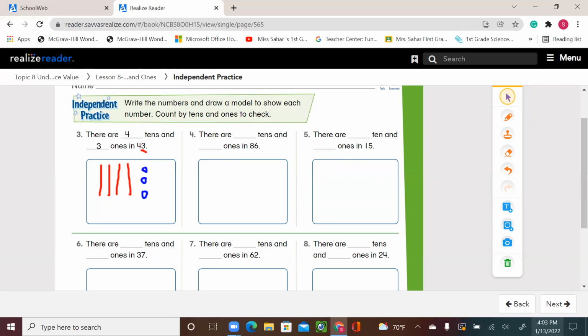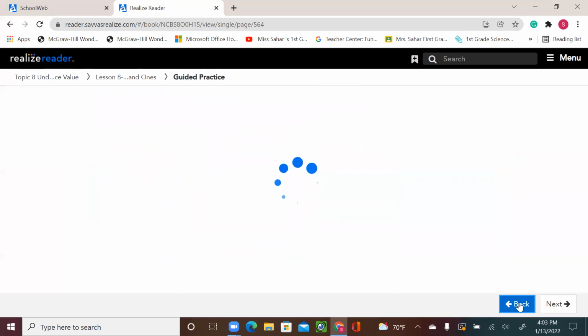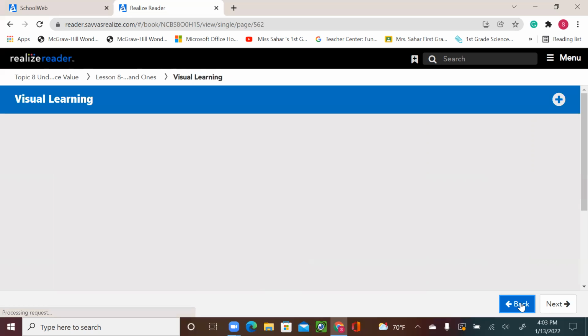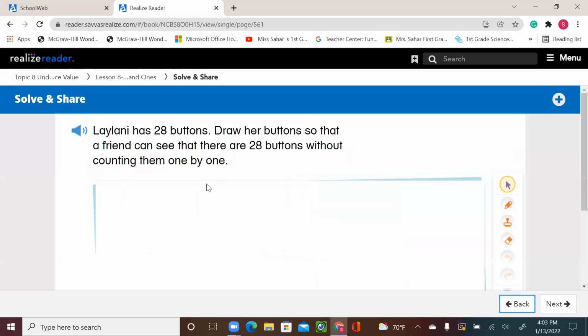Okay, let's go back to the beginning of our lesson and answer the question we have. Leilani has 28 buttons. Draw her buttons so that a friend can see that there are 28 buttons without counting them one by one. All right, I know this is easy. I'm going to draw.